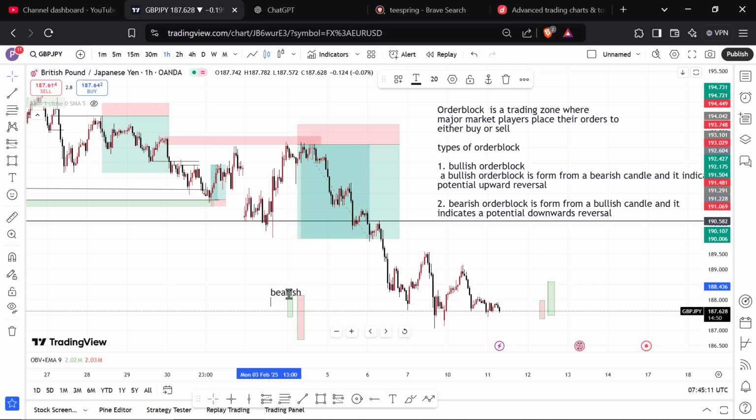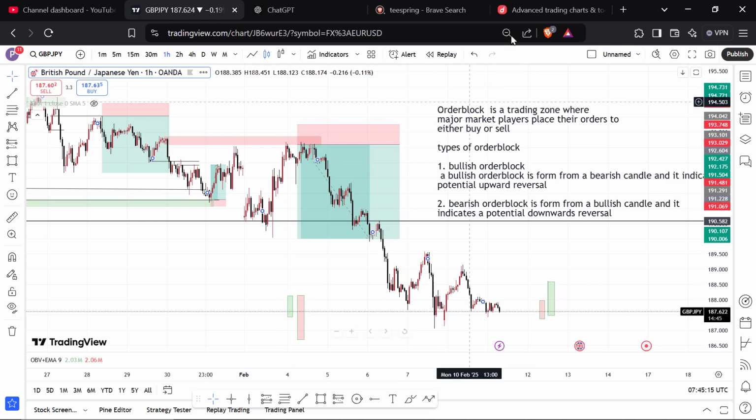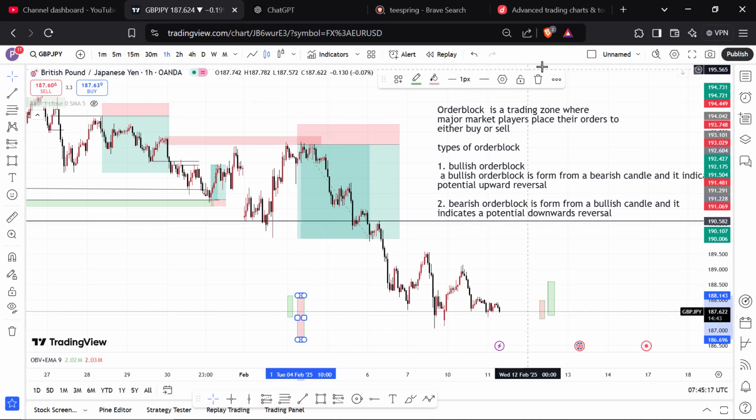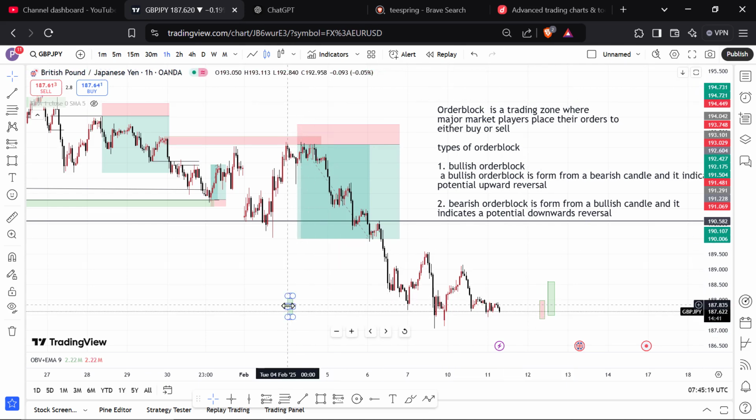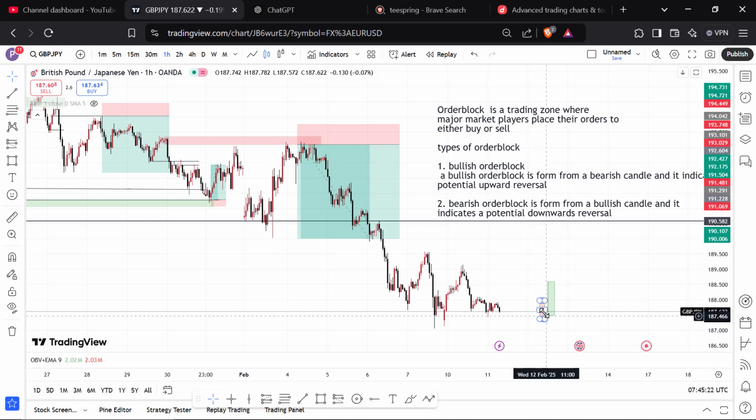Let me remove this drawing from the chart. Now, we already know what an order block is. So now, how do we pick a valid order block? There are four things you need in picking a valid order block.